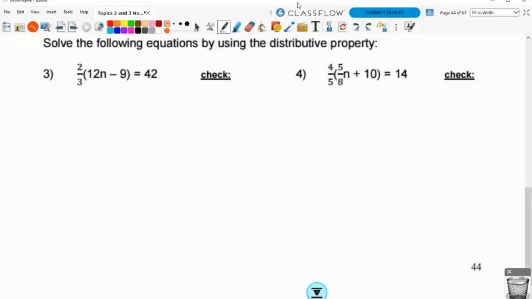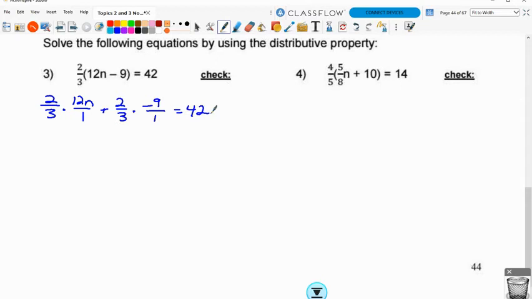In example number 3, we have 2/3 multiplying in parentheses 12n minus 9 equals 42. Okay, we're going to solve this equation by using the distributive property. So I'm going to multiply 2/3 by each term in the parentheses. So I'm going to start by writing 2/3 times 12n over 1 plus 2/3 times -9 over 1. And the answer is 42, okay?